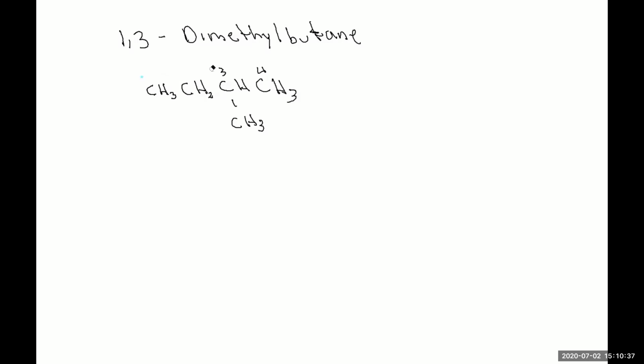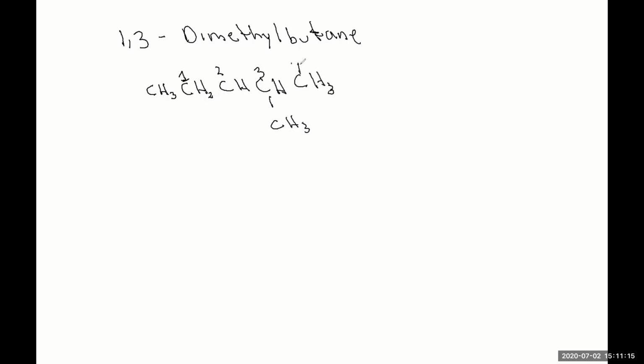So it would start with 1. According to the way it's written, this would be 1, and then you'd have a methyl group off the 1. This would be 2, this would be 3. So then you'd have the methyl group off of this carbon here, 1, 2, 3, and then you'd have 4 here.